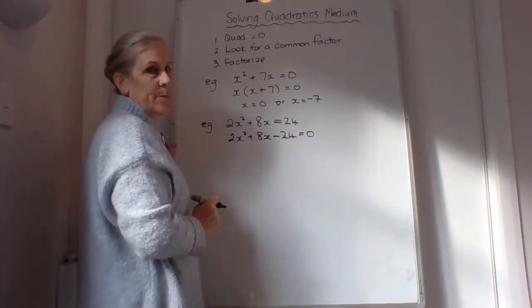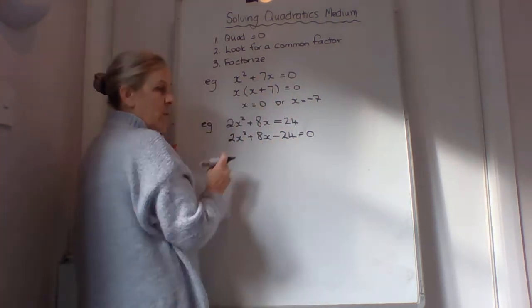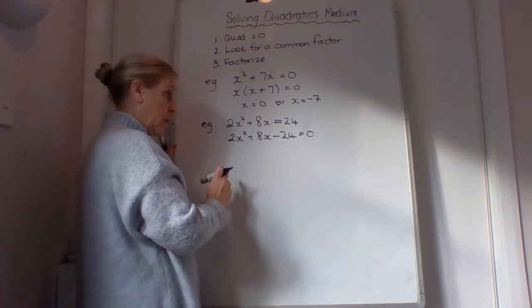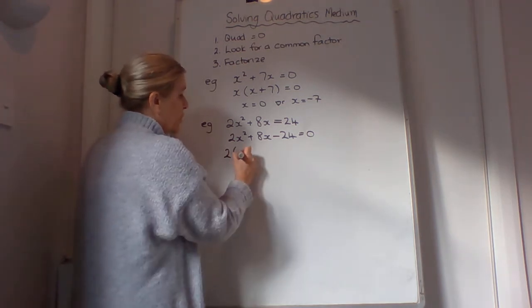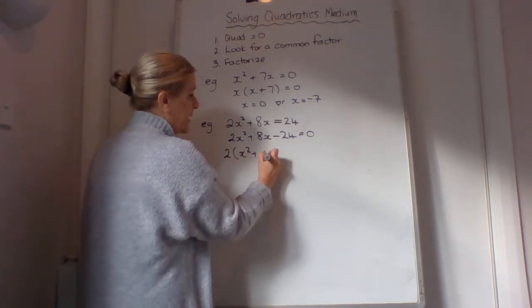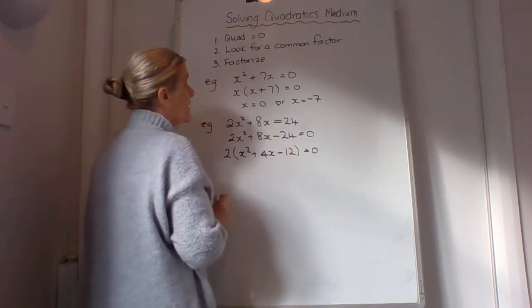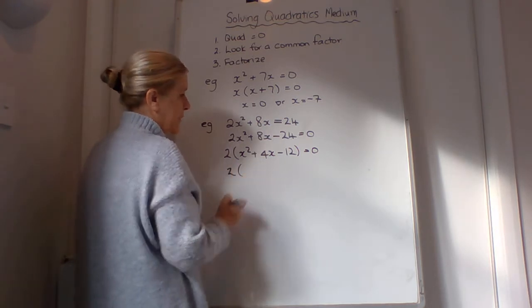Tick for number 1. Number 2, is there a number that goes into 2, 8 and 12? Yes. Does x go into them? No. So we take the 2 out the front here. We've got x squared plus 4x minus 12 equals 0. Now we're going to factorise. So we're leaving that 2 there for the moment.